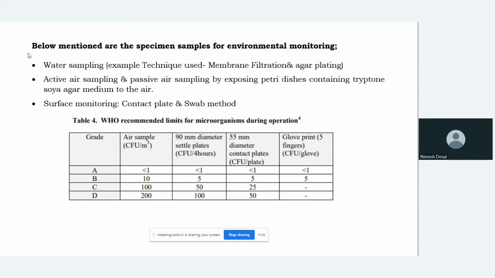Grade A is a critical grade where the limit of the microorganism is less than 1 CFU only. For grade B, grade C, and grade D, the tabulated form is there. So we need to follow these limits, and we need to monitor the environments in specific areas where the drug products are manufactured.